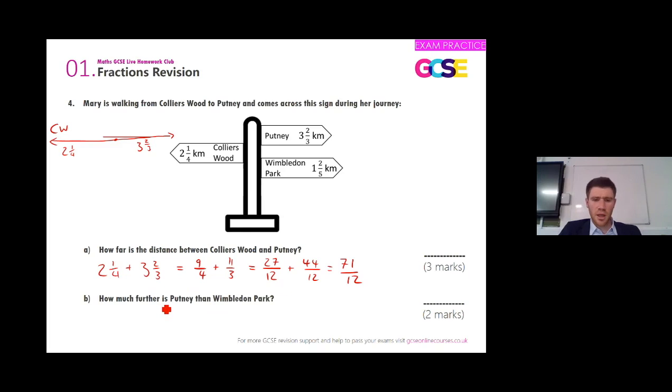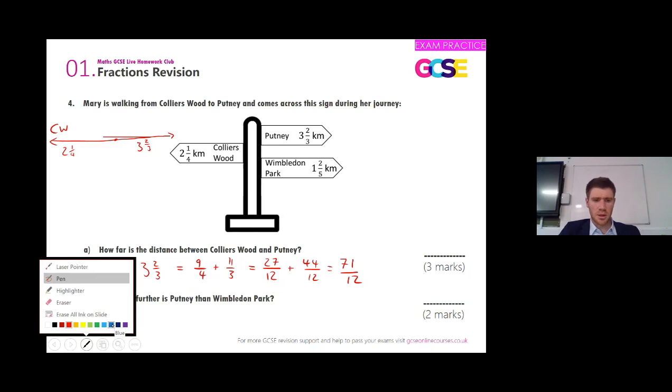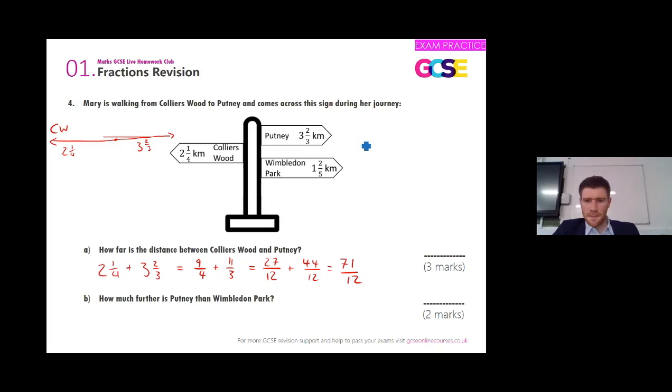How much further is Putney than Wimbledon Park? I'm going to do this one in blue just so we know we're doing question 2 there. Well, Putney is 3 2/3. And Wimbledon Park, so we're here and we're trying to get to Putney over there. Wimbledon Park is 1 2/5 away, so it's not as long. So 1 2/5. How much further is Putney than Wimbledon Park?